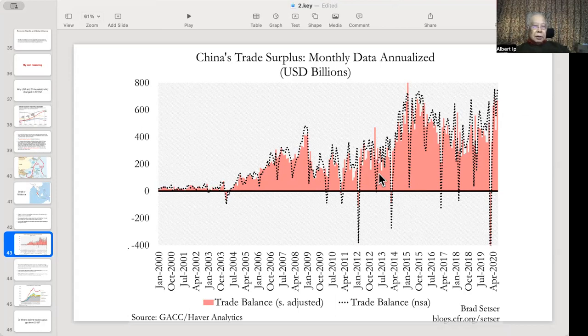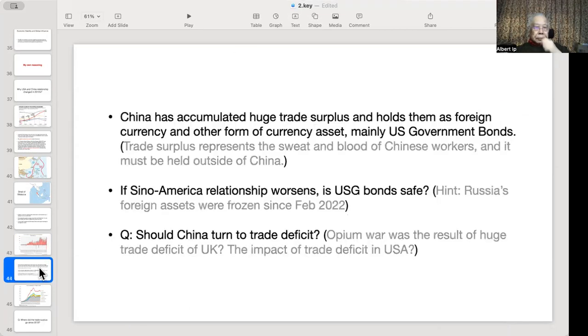Trade surplus, by definition, must be stored as values outside of China. So first thing, China has accumulated huge trade surplus, and they must be held as foreign assets outside China.